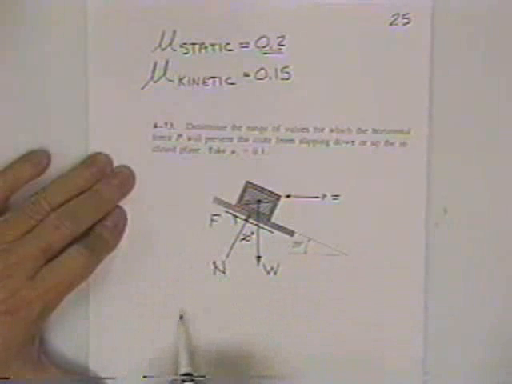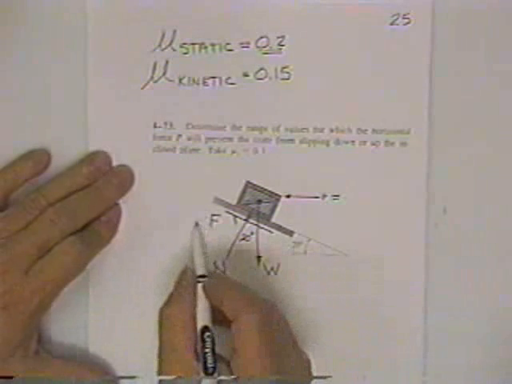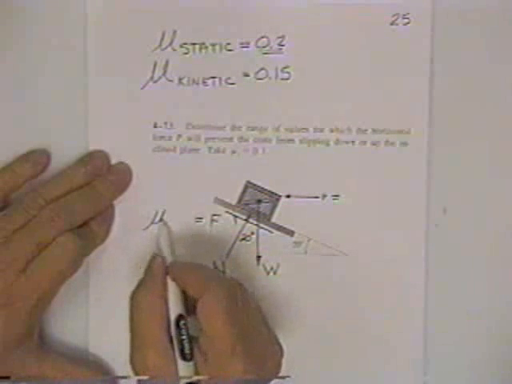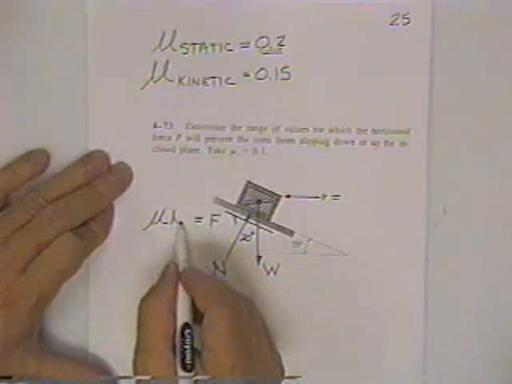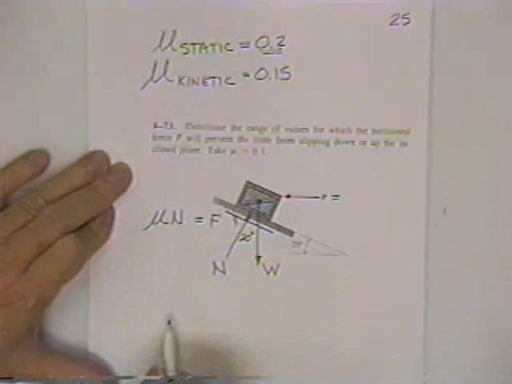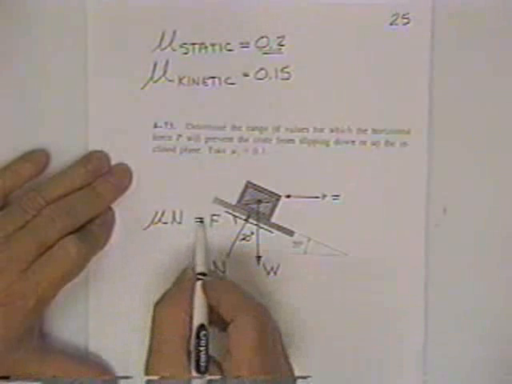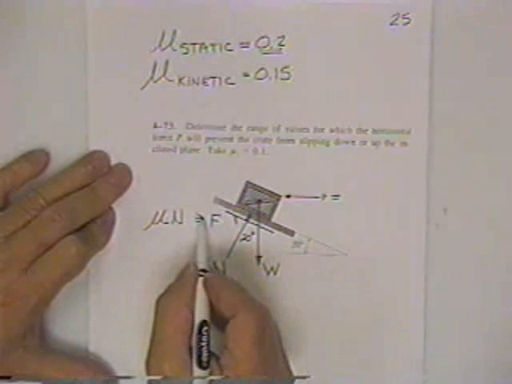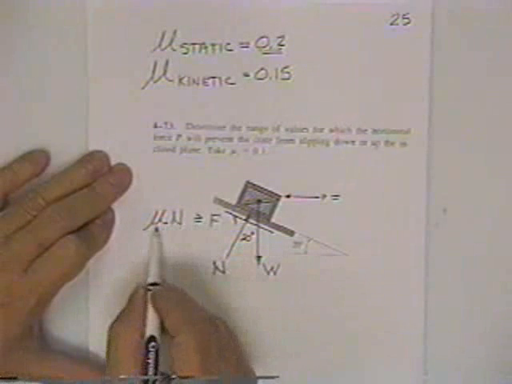So if you want to know what's going to happen when the crate falls down, you must show me the friction force pointing up. Now you may be used to seeing that the friction force is equal to the coefficient of friction times the normal force. And that's kind of true, but really the friction force is always less than or equal to that.